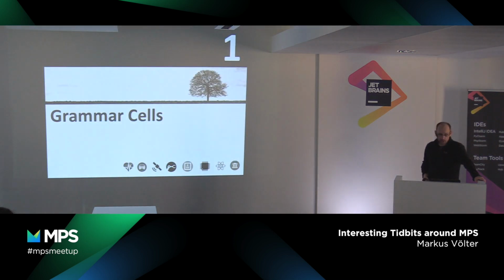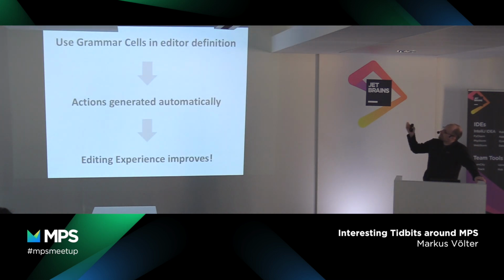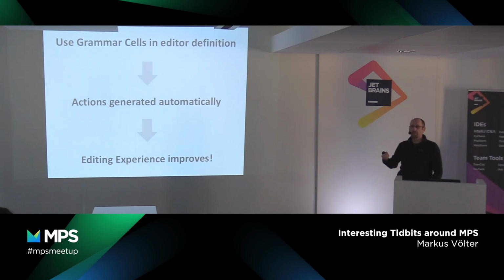First of all, grammar cells. I already mentioned if you don't use them, it's really a mistake. We are of the firm opinion that this should be in MPS, like directly. Maybe it will be one day. So what this does is, instead of using editor cells, the normal ones, and then manually implementing actions to make the editor work nice, you know, side transformations and stuff like that, you use special cells that we provide in grammar cells, and then all the actions are automatically generated.